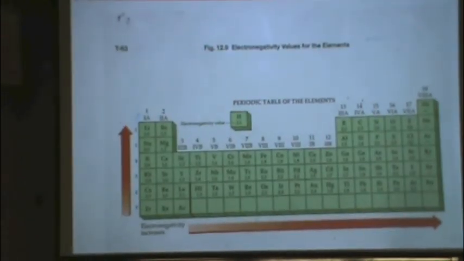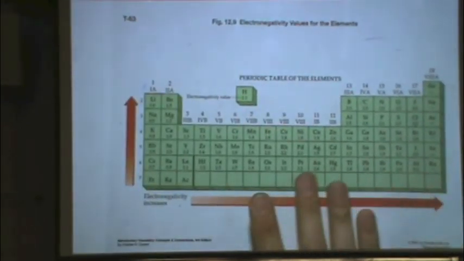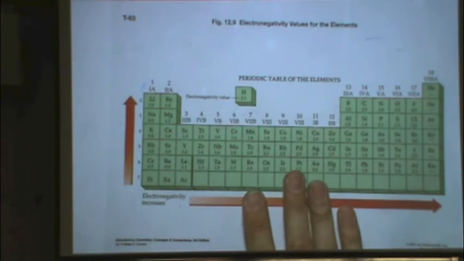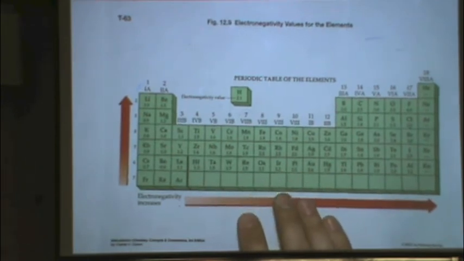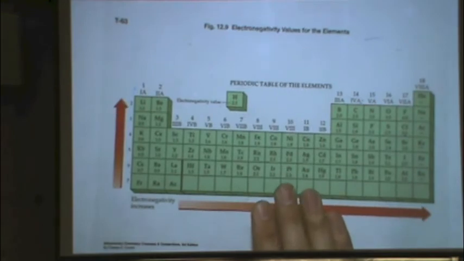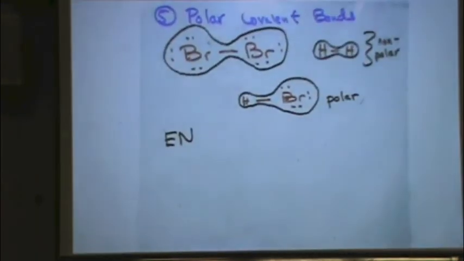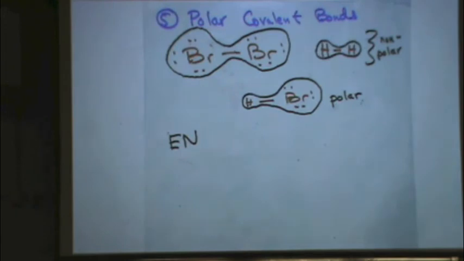So electronegativity goes up. How would you find the electronegativity of a bond? Glad you asked. Let me show you. By the way, these values will be given on the final if you need them. They'll probably be given on the periodic table itself, on the back of the final. Okay, let's do a little example.